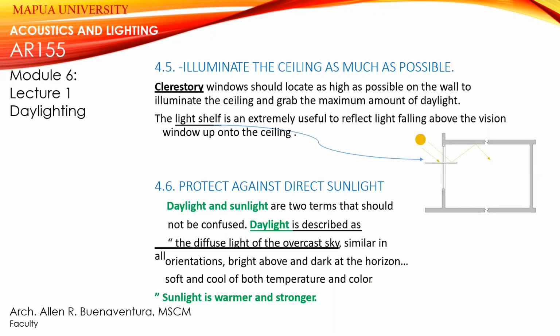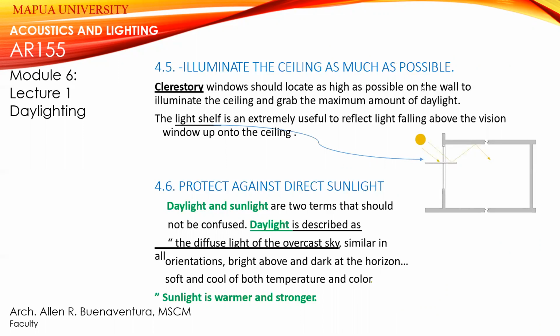Daylight and sunlight are two terms that should not be confused. Daylight is described as the diffused light of the overcast sky, similar to all orientation, bright above and dark at the horizon, soft and cool in both temperature and color. Sunlight is warmer and stronger. So there is a difference between daylight and sunlight. You must avoid direct sunlight exposure, and we must maximize the daylight exposure.